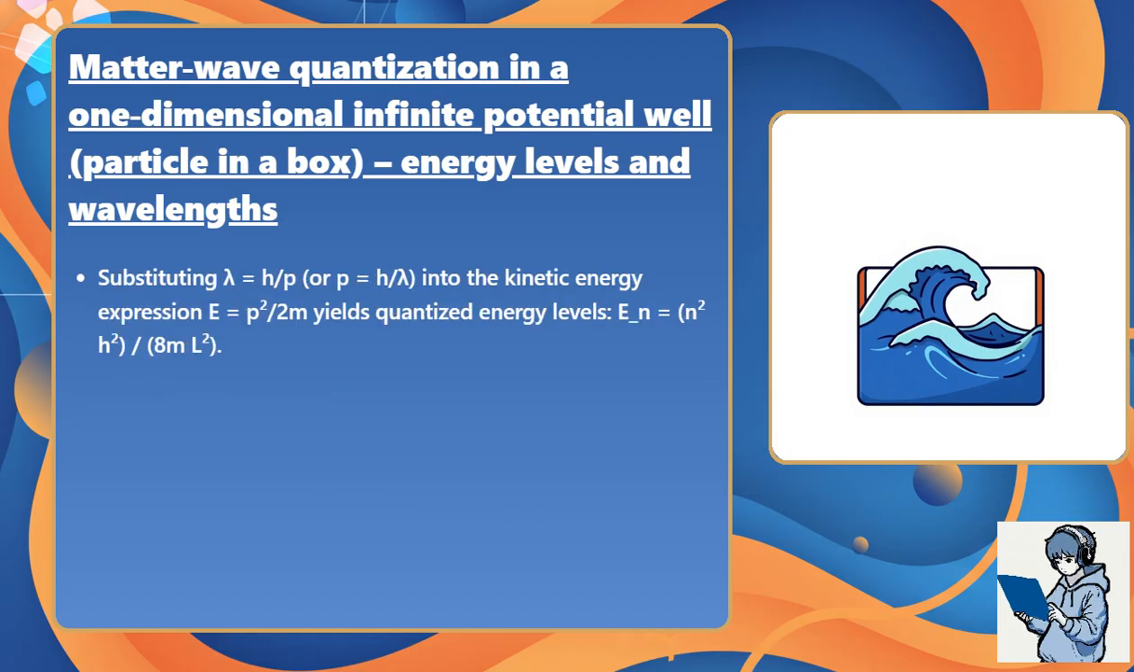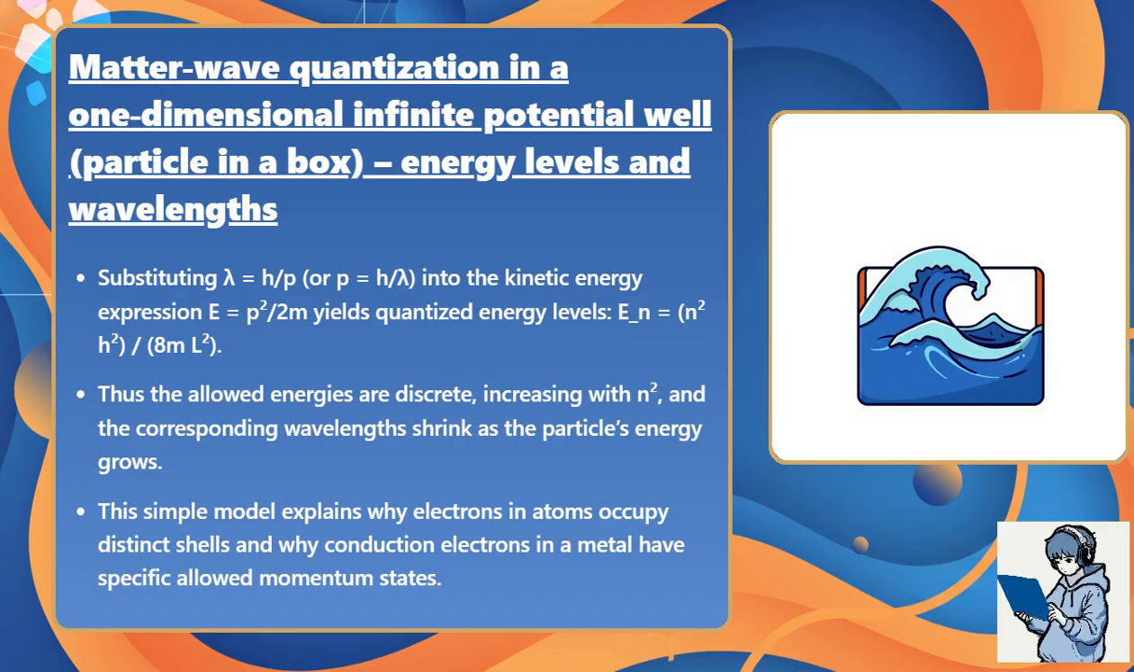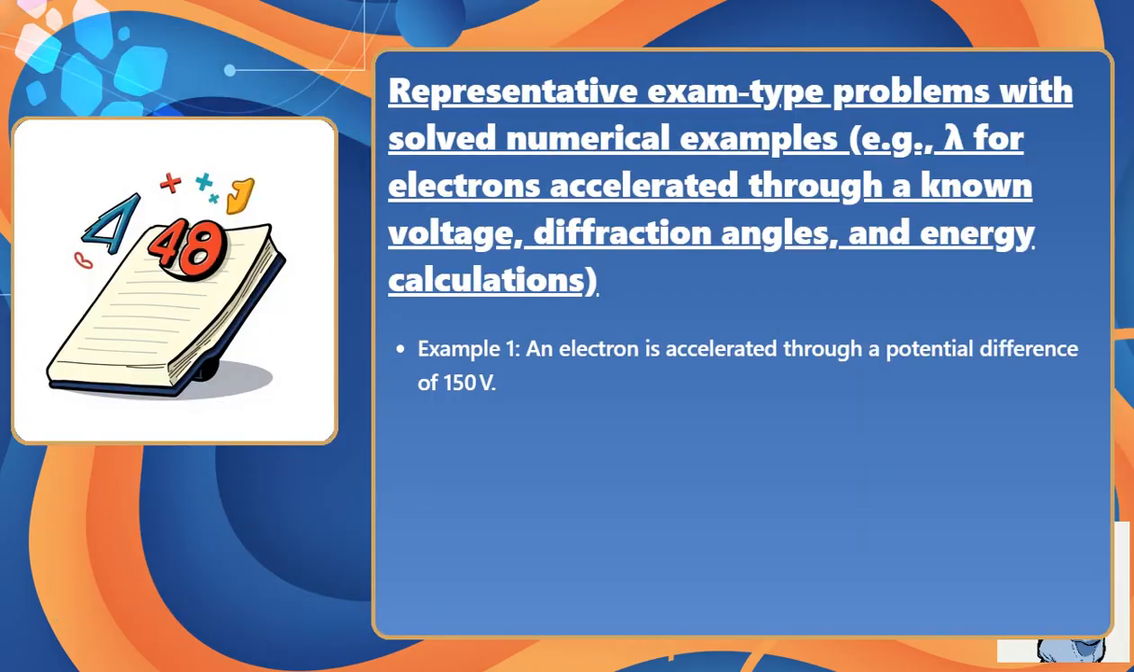Substituting λ equals h over p, or p equals h over λ, into the kinetic energy expression, E equals p squared over 2m, yields quantized energy levels. E_n equals n squared h squared divided by 8mL squared. Thus the allowed energies are discrete, increasing with n squared, and the corresponding wavelengths shrink as the particle's energy grows. This simple model explains why electrons in atoms occupy distinct shells, and why conduction electrons in a metal have specific allowed momentum states.